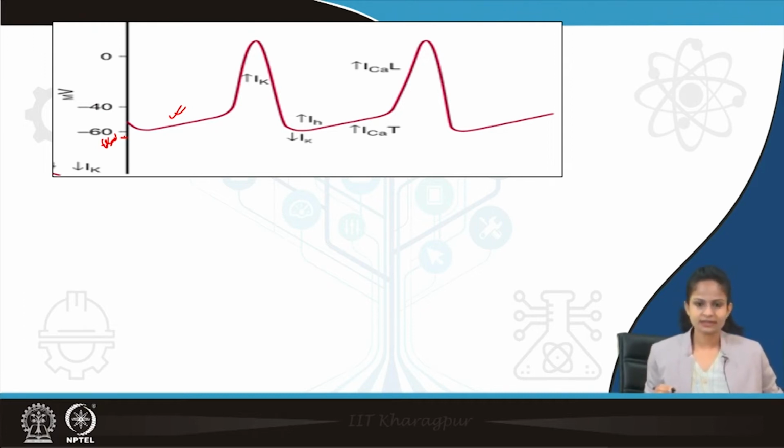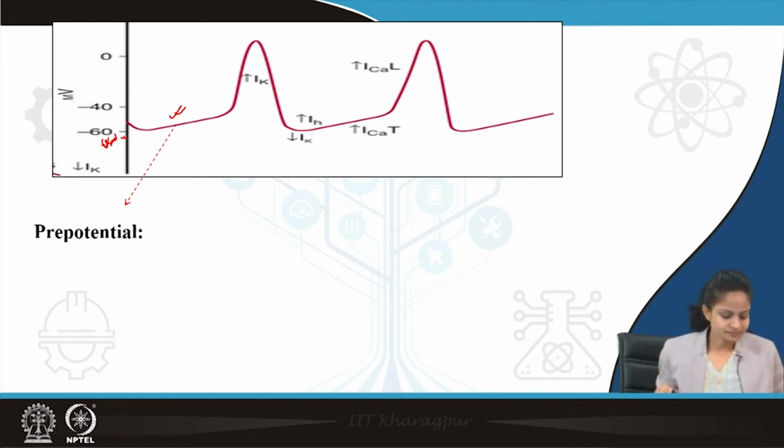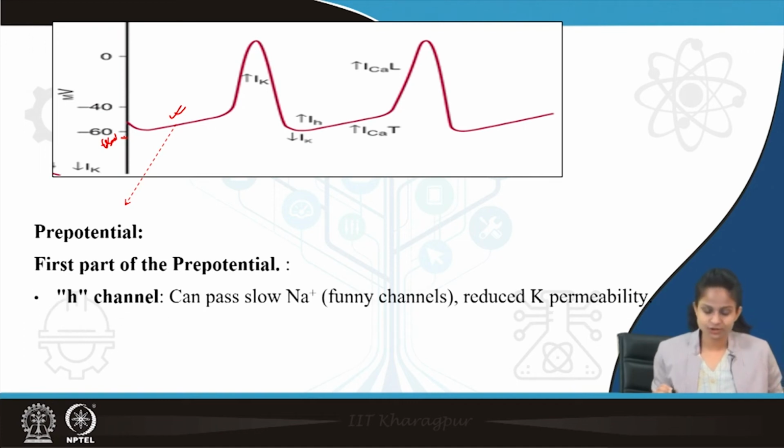Funny channels means they are acting funny because they are opening at hyperpolarization, they are not opening at depolarization. They are opening when the membrane potential, or the change in the voltage of the membrane, is below the resting membrane potential. So, the initial part of the prepotential is mainly because of the H channel, also known as funny channels.